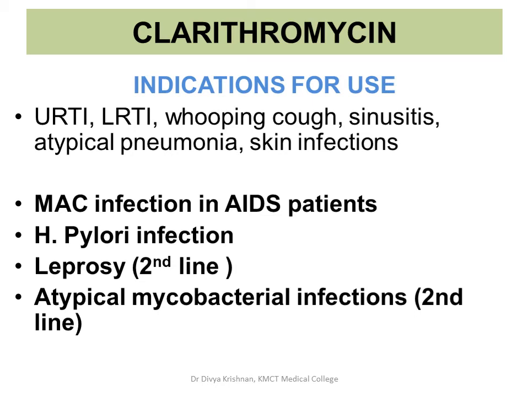The additional uses include the Mycobacterium avium complex infection, which is seen in AIDS patients, and H. pylori infections as a part of the different triple regimens and the quadruple regimens that are advocated. In leprosy, it is used as a second line drug, and it has been used as a second line drug for other atypical mycobacterial infections as well.